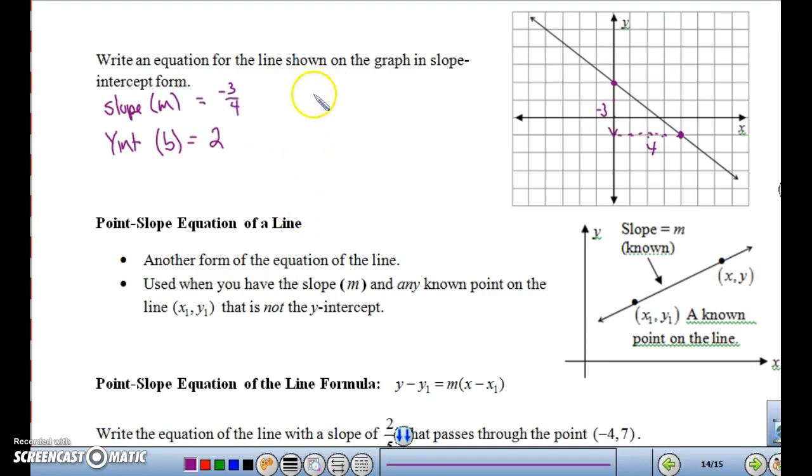So what's my equation of my line? If I have y equals mx plus b form, I now know m and b. It's going to be y equals -3/4 x plus 2. And that's the equation of that line.